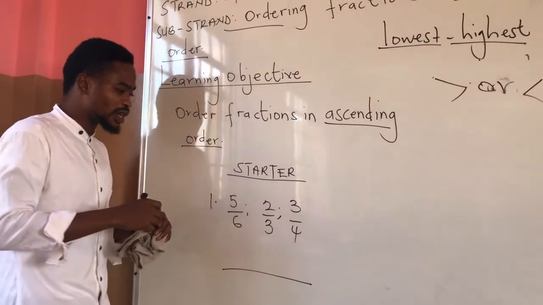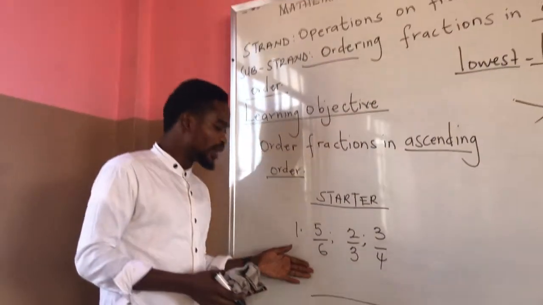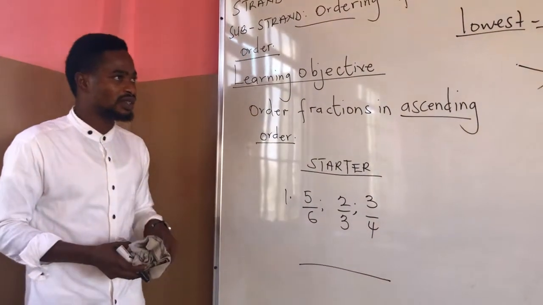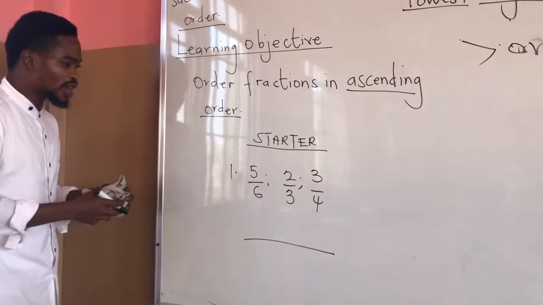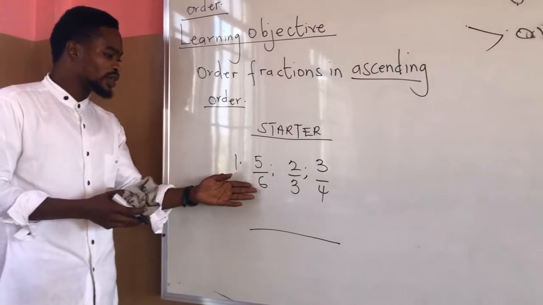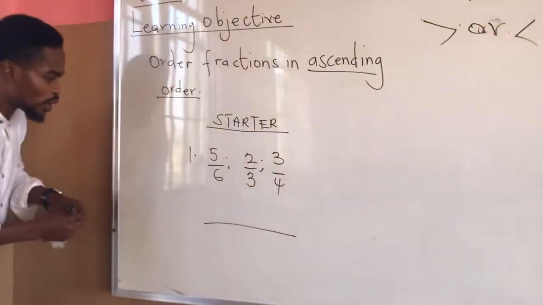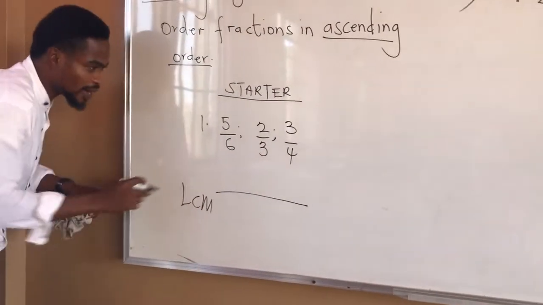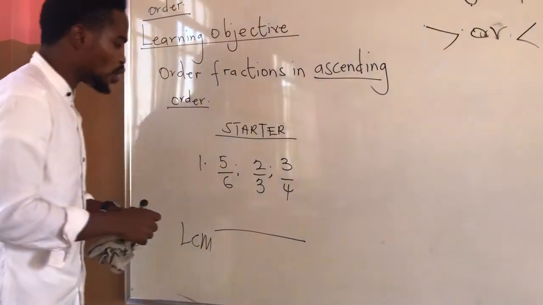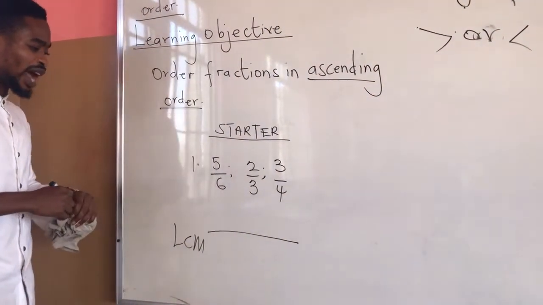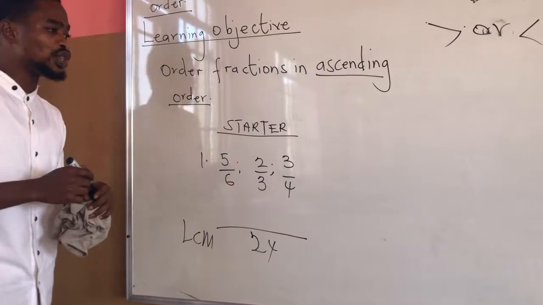Last time we considered expressing fractions with a common denominator, and today we want to continue with that. It will help us to solve the remaining questions. Today we have the following fractions: 5 out of 6, 2 out of 3, and 3 out of 4. So we consider the LCM. We find the LCM of 6, 3, and 4. My LCM is 24. But you ask me, sir, how did you get 24?